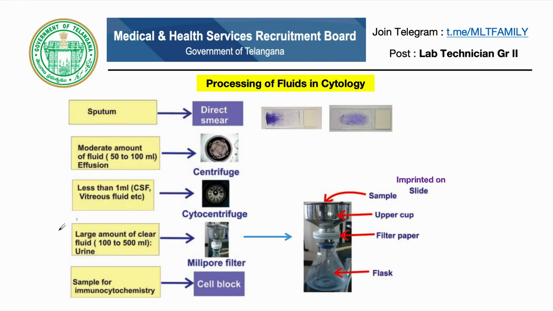Now if we get a large amount of clear fluid, most likely urine, we will process it in a Millipore assembly. Here is the container, we put lots of urine here. Here is the filter paper. Here is the flask which will collect the remnants of urine. And the diagnostic material, or proteins, will be collected over the filter paper.